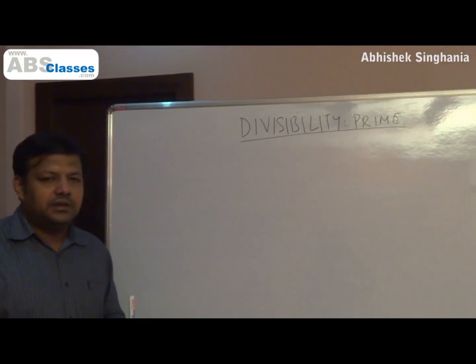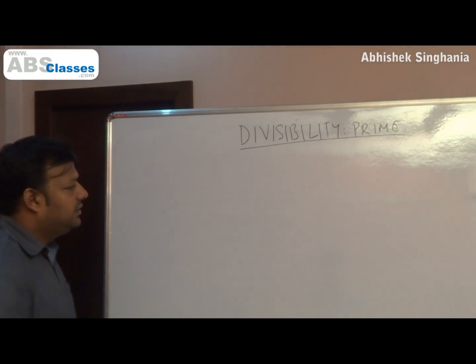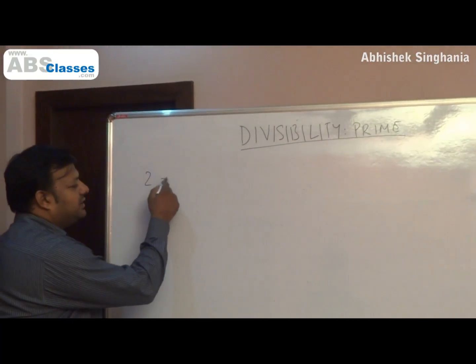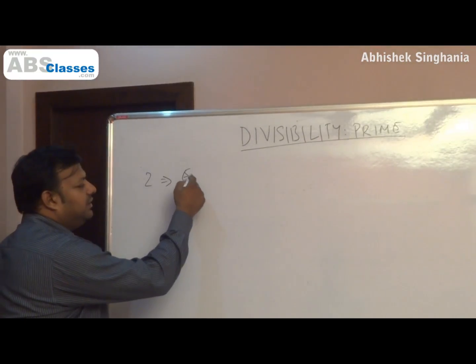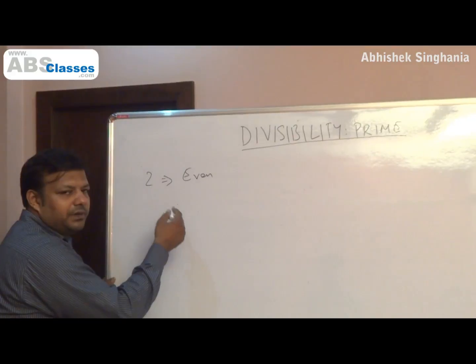We will deal with divisibility rules for some simple, common prime numbers. For example, 2. I am sure all of you understand that it is basically an even number. If it is even, it is divisible by 2. Now, the powers of 2 also operate in the same fashion.